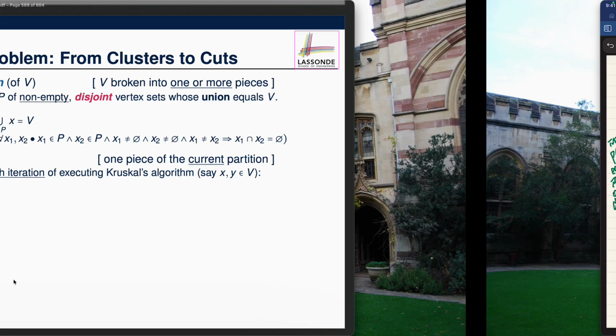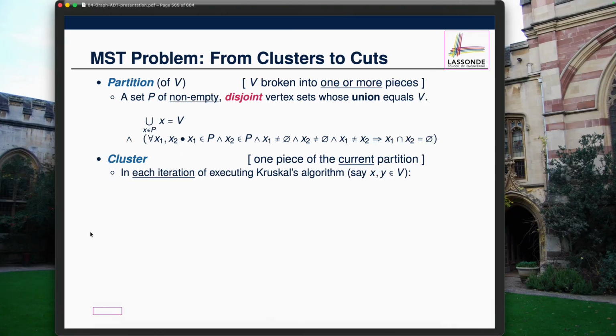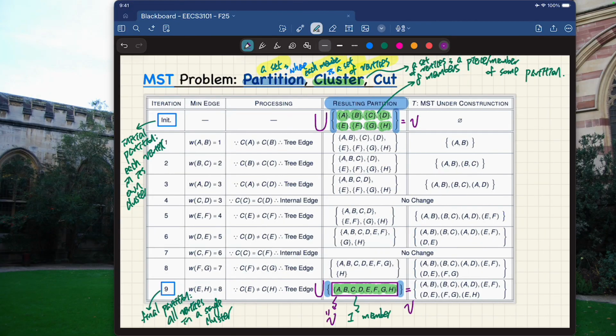All right, let's now go back and see. In each iteration, let's say we have two vertices, x and y. A cluster is simply a set that is a member of a partition. For example, you can say the cluster for A in the initialization is this cluster, and the cluster for A later is this one. Let me just write down: you can see that the cluster may grow, but it may never shrink.